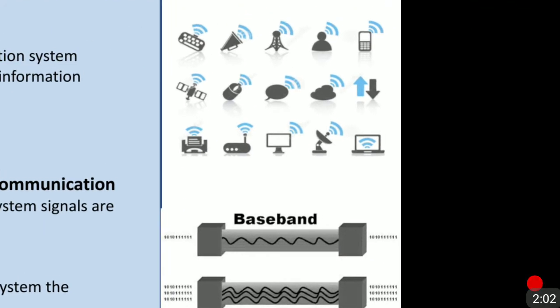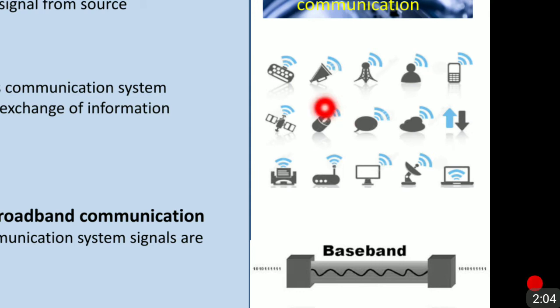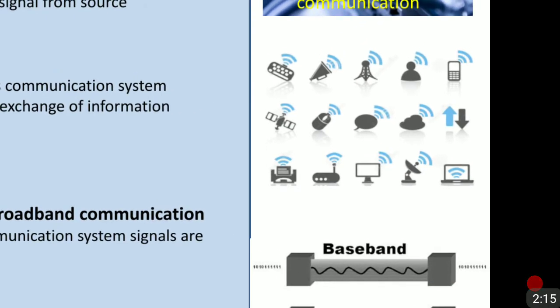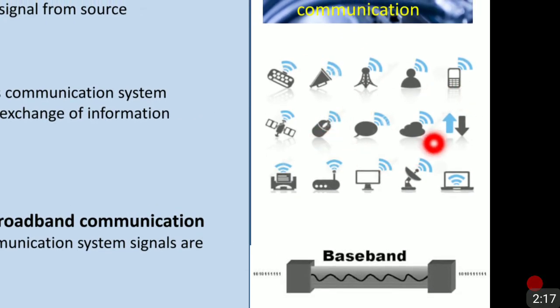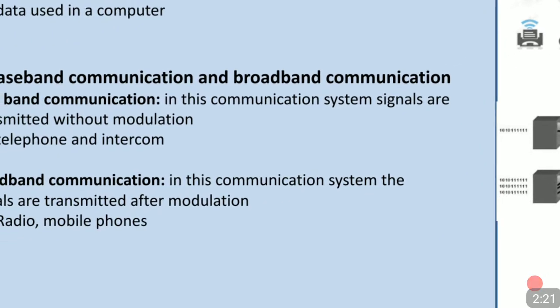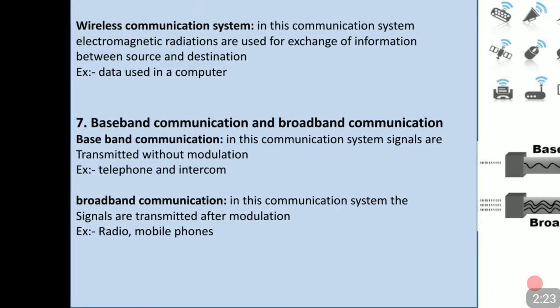And you can see in this diagram and get an idea about how the wireless communication system takes place and how it has entered our life and conquered our life. All these devices use wireless communication system. I mean, they make use of electromagnetic radiations. Then coming to one more part, that is called baseband and broadband communication system.